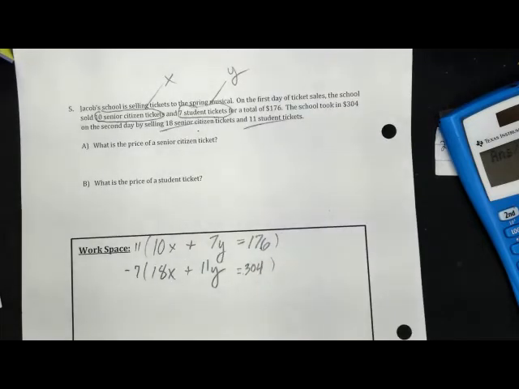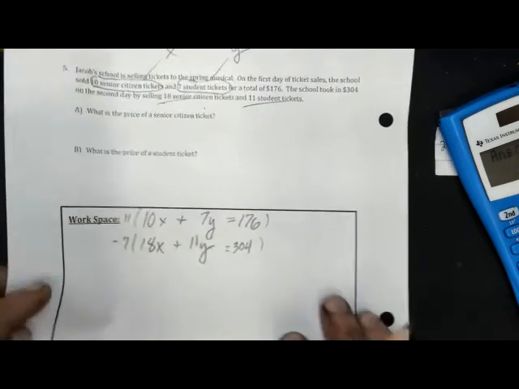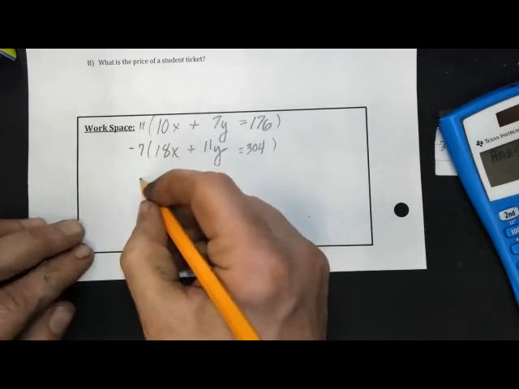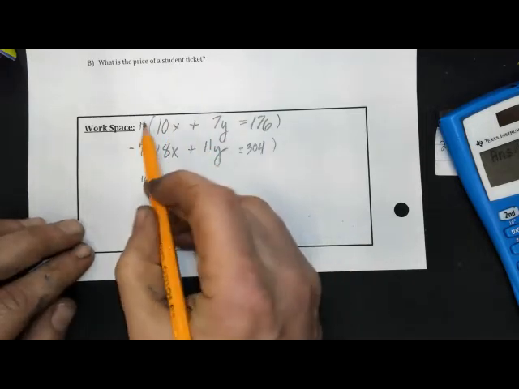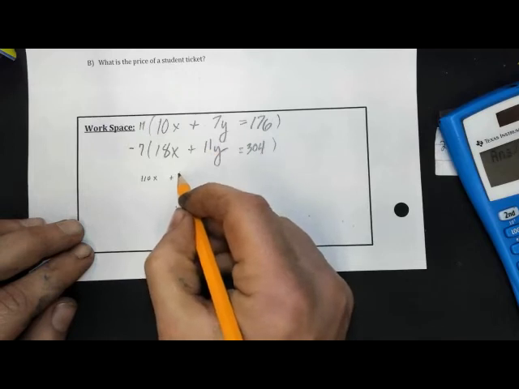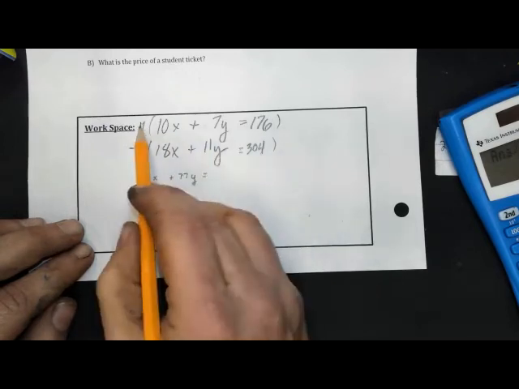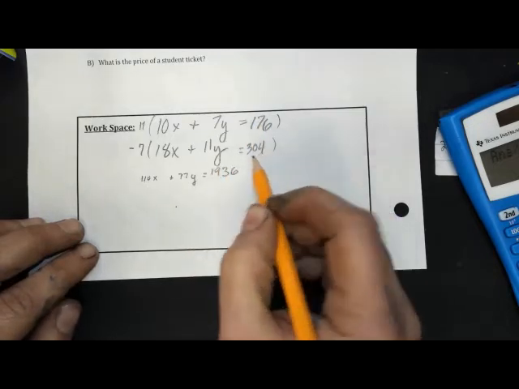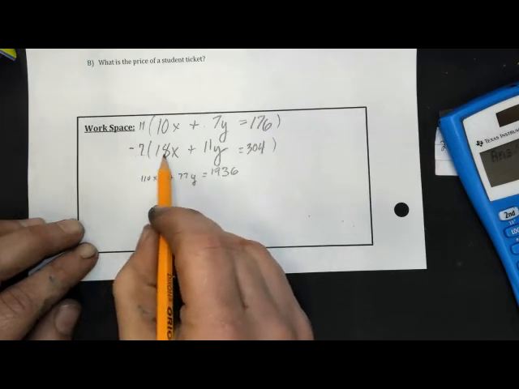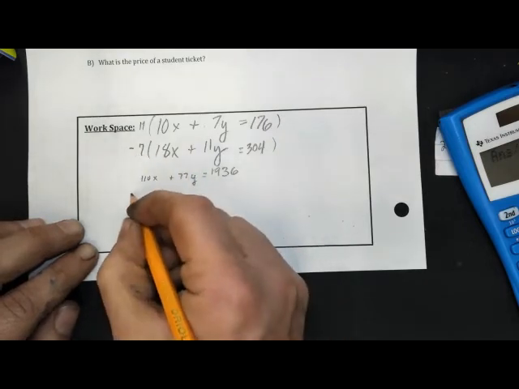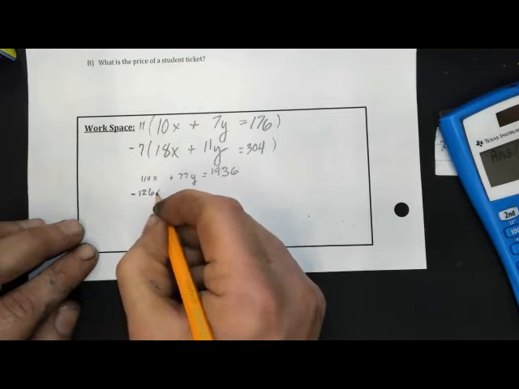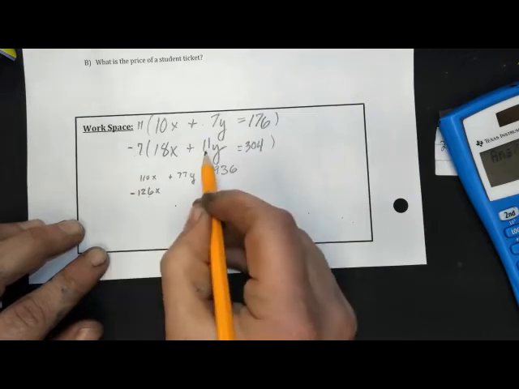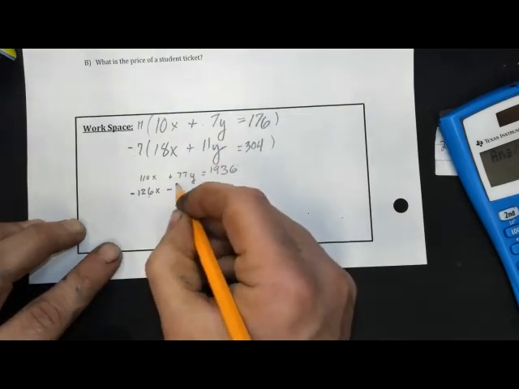So, check it out. Stick with me, these numbers are going to look big, but it's really going to come out simple. 11 times 10, 110x. 11 times 7, 77y. 11 times 176, you're going to need a calculator. 1936 is a huge number. Second line, -7 times 18. Again, don't feel bad if you need a calculator, and don't forget it's a negative number. -7 times positive numbers, -126x. -7 times 11 is -77y.